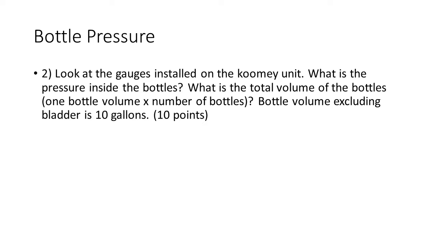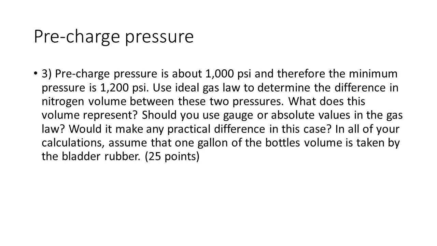To get the total volume of the bottles, we're going to look at the volume of one bottle and multiply it by the number of bottles we have in our system. The system for this exercise at the PERTL lab has 10 total bottles. Now that we have the pre-charge pressure of 1000 psi and the minimum pressure of 1200 psi by law, we'll use the ideal gas law to determine the difference in nitrogen volume between these two pressures.